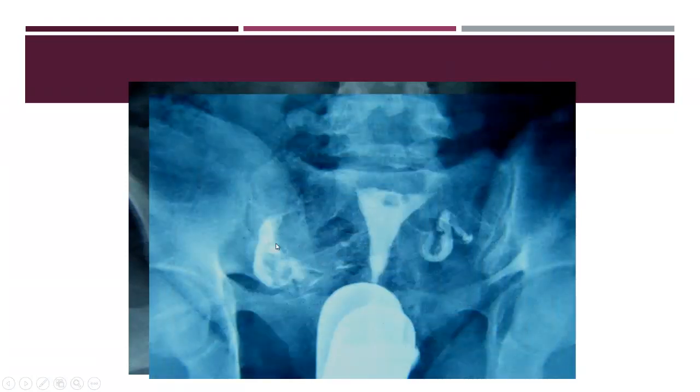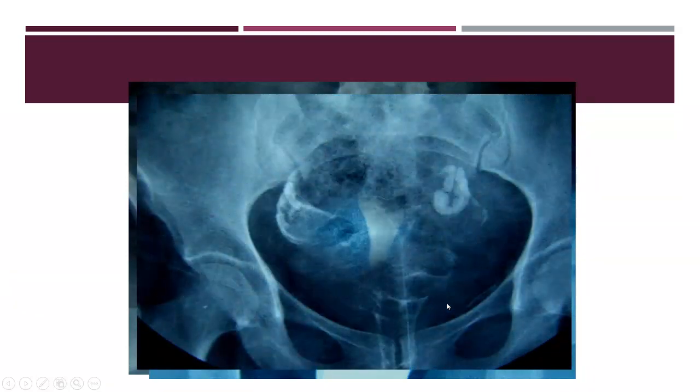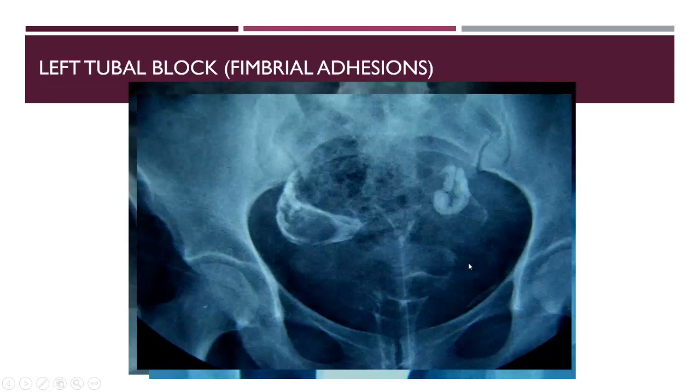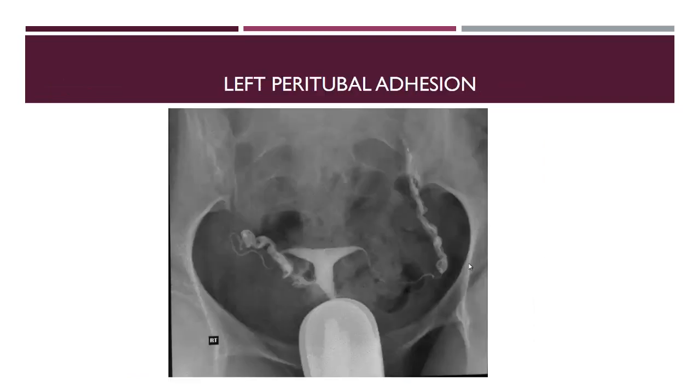This one shows filling, and there is no problem with it, but in this one the contrast is still retained in it. Of course, this is an air bubble, and on the control film there is retained contrast in the left fallopian tube, meaning that there is a block or fimbrial adhesions at this end of the fallopian tube. Left tubal block due to fimbrial adhesions.